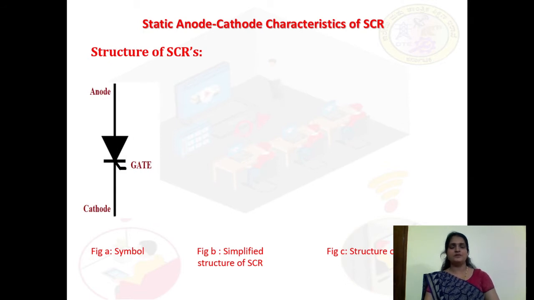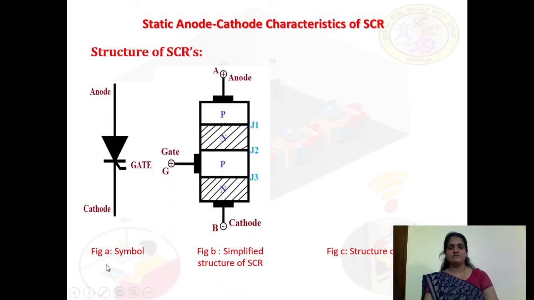First of all, coming to the static anode characteristics of the SCR, we will discuss the structure of this SCR. In the previous session, we discussed a brief introduction to the SCR. It's a type of thyristor, a silicon controlled rectifier, and this is the symbolic representation of an SCR. It consists of three terminals: anode, cathode and a gate terminal. The first diagram represents the symbol, and the next one is a simplified structure of an SCR.